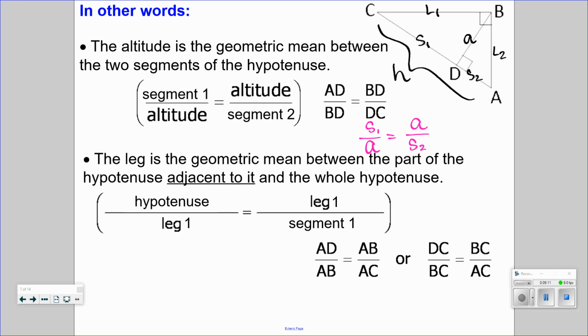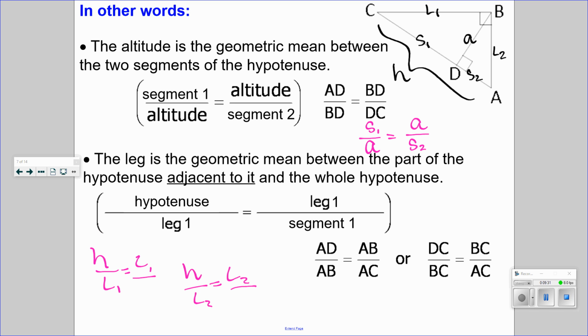Okay. The other two involve the legs. So you have leg 1, or you could have it with leg 2. When it's your leg, one of your extremes is always the hypotenuse. The other part of it is the segment which is adjacent to it, right next to it. So if it was leg 1, then you're using segment 1. Leg 2 goes with segment 2. So those are our three proportions.